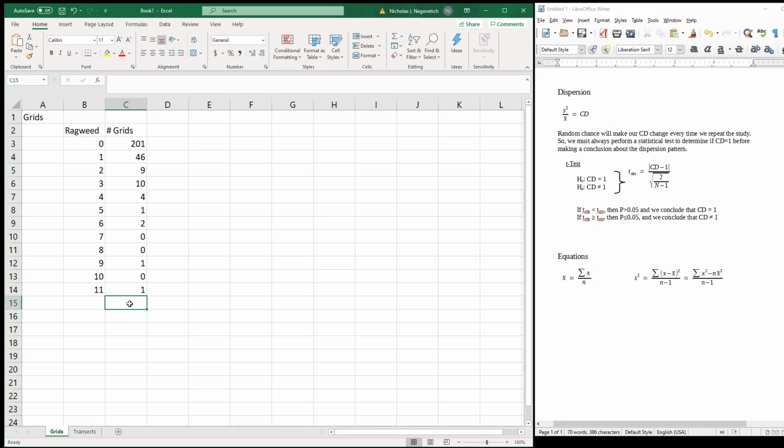So in total, if I utilize the sum function and highlight this column, for this lab's data, we had 275 grids that were counted. Now your number will vary because we had a different number of groups that performed this experiment in each of our labs. So in this group, if each group did 25 grids, how many groups did we have?